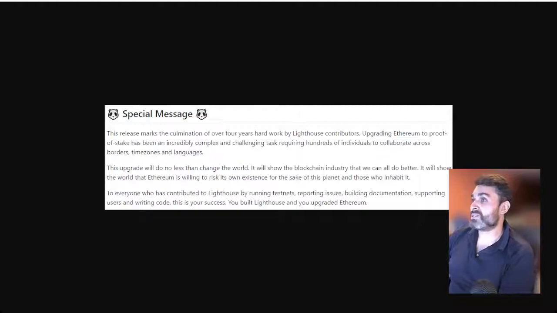It says, "This release marks the culmination of over 4 years of hard work by Lighthouse contributors. Upgrading Ethereum to proof of stake has been an incredibly complex and challenging task, requiring hundreds of individuals to collaborate across borders, time zones, and languages. This upgrade will do no less than change the world. It will show the blockchain industry that we can all do better. It will show the world that Ethereum is willing to risk its own existence for the sake of this planet and those who inhabit it. To everyone who has contributed to Lighthouse by running testnets, reporting issues, building documentation, supporting users, writing code, this is your success. You built Lighthouse and you upgraded Ethereum."